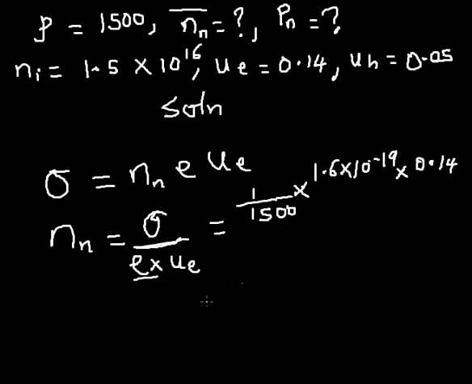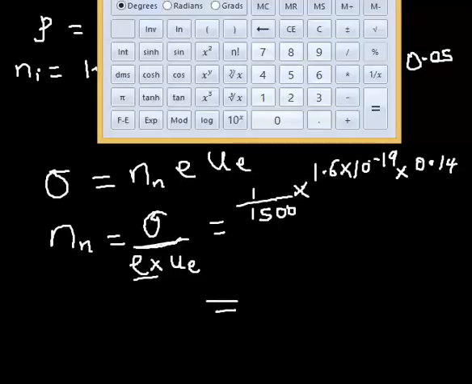So let's get this over with. I'm having 1.6 times 0.14 divided by 1500. 1.6 times 0.14.